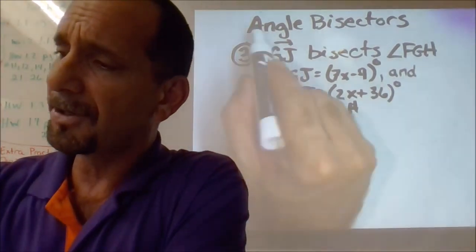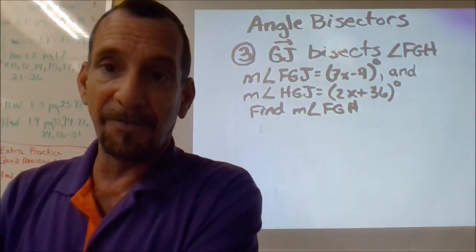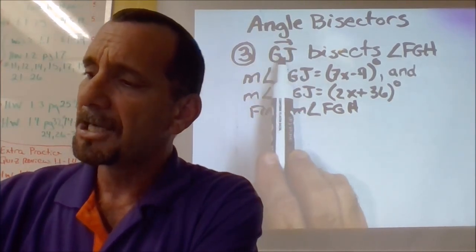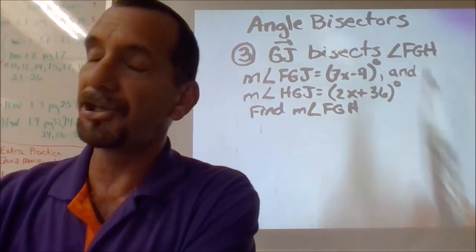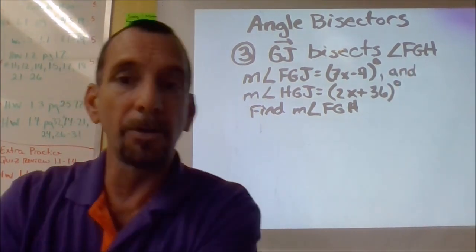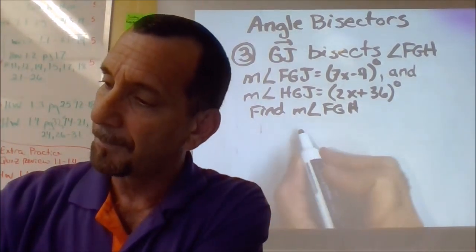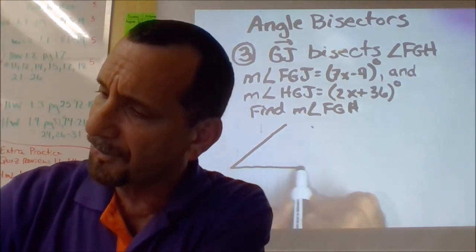And so whenever you're dealing with an angle bisector problem, just draw the diagram if it's not there and start to label. So I'm going to say ray GJ bisects angle FGH. So I should draw an angle FGH and then bisect it. So that's all we're doing. So I'm going to draw a nice large angle so I can see it.